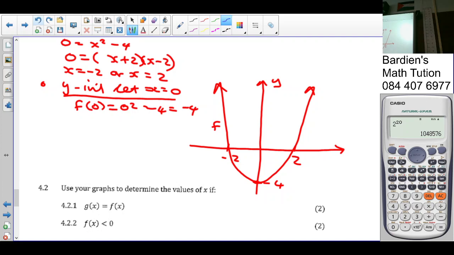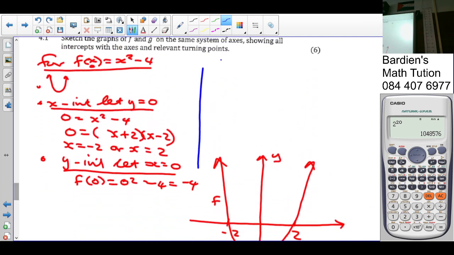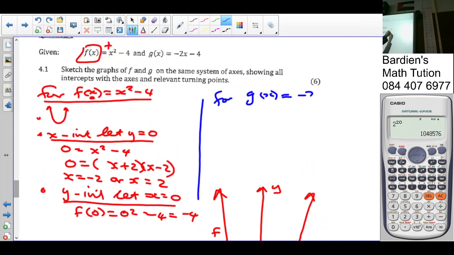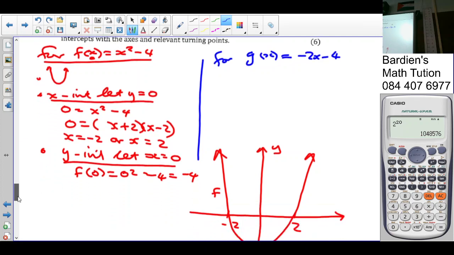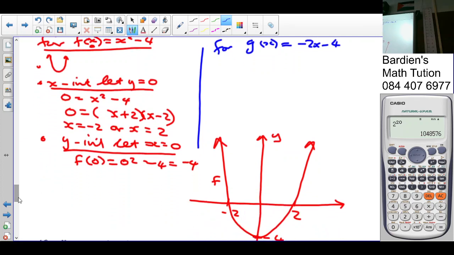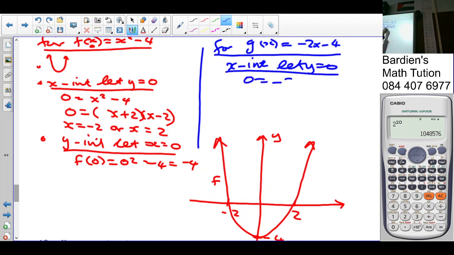Let's look at the g of x graph. For g of x equals minus 2x minus 4, is it an increasing or decreasing graph? How do we know it's decreasing? Because of the negative 4, correct? No. Negative 2. The negative 2 is our gradient, the slope of the graph. The gradient is negative, so the graph is decreasing. So for x-intercept, what do we do? Let y equal to 0. So 0 is equal to negative 2x minus 4, so x equal to negative 2. So that goes there.